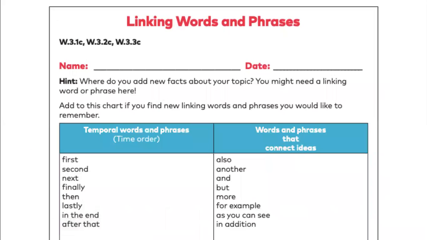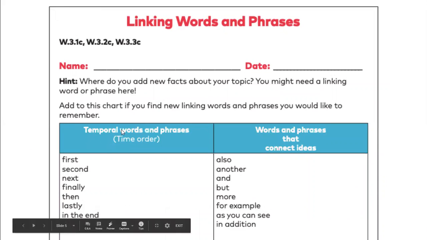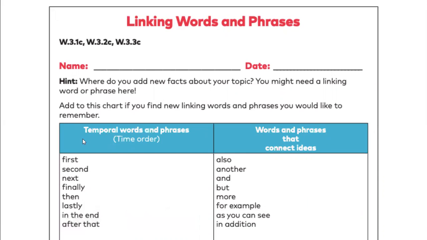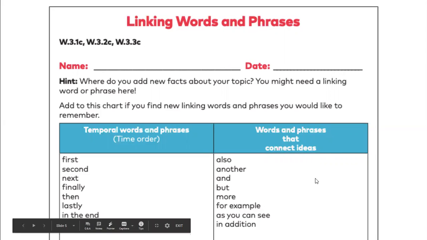So today, temporal words have to do with time. These are mostly used in narrative. First, this happened, second, next, finally, then, lastly, in the end, after that. Are all those time ones? They all have to do with time. Is our essay about time? Does it have one thing, then another thing? Not really. So we're going to focus mostly just on the words and phrases that connect our ideas.